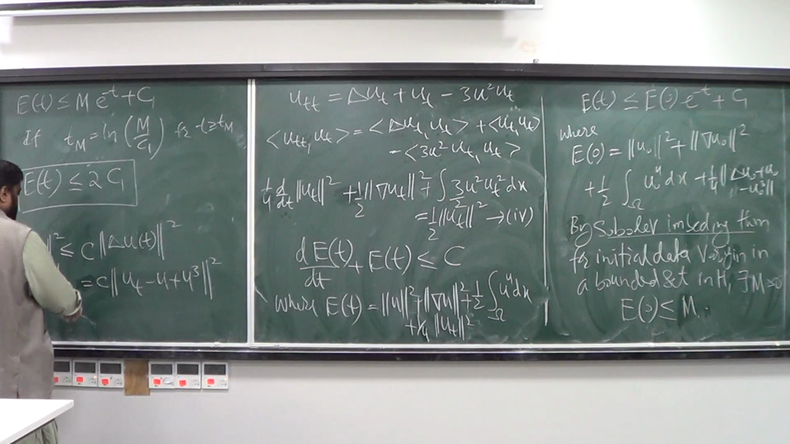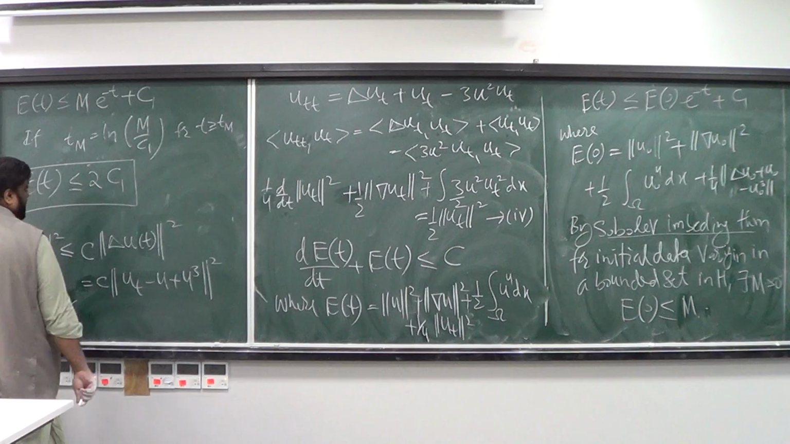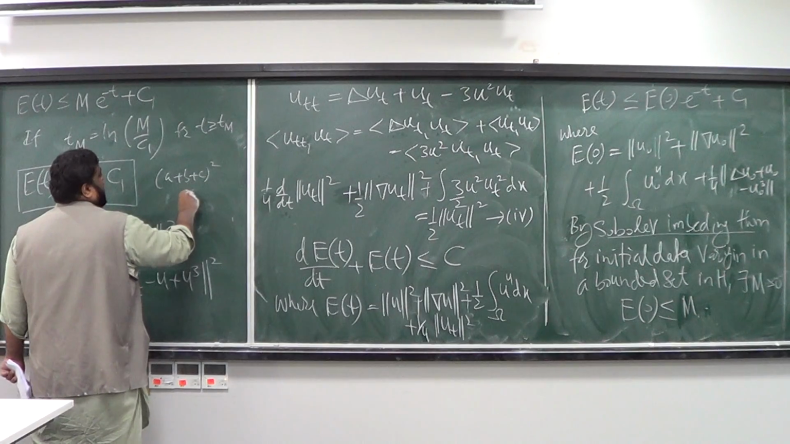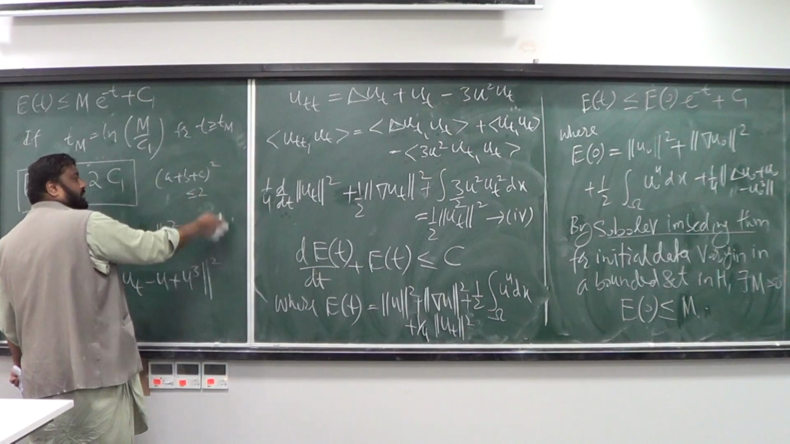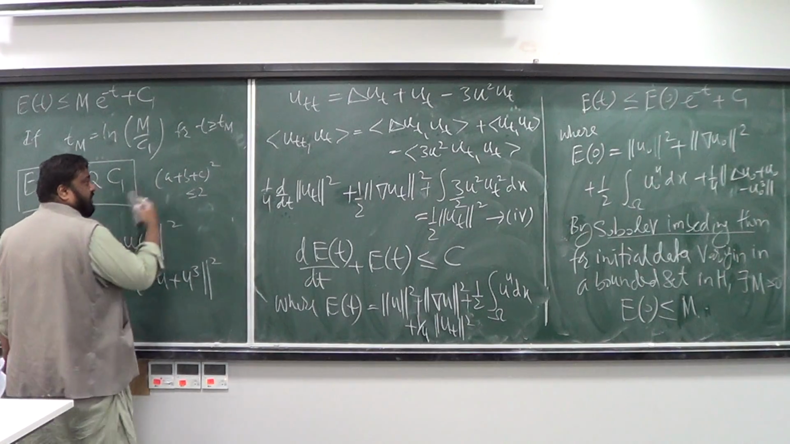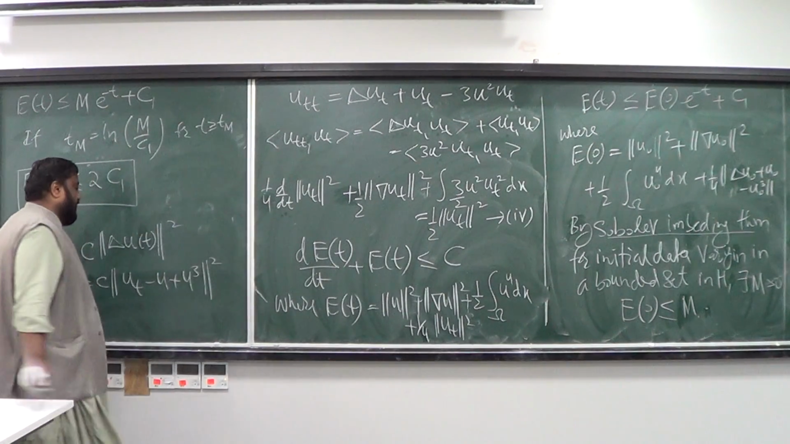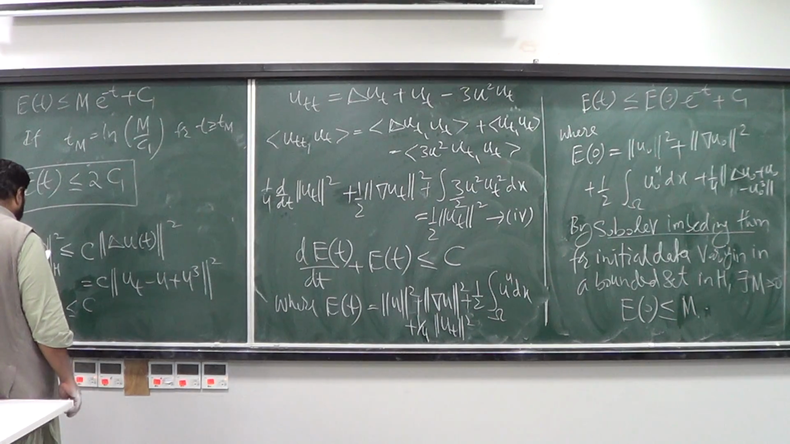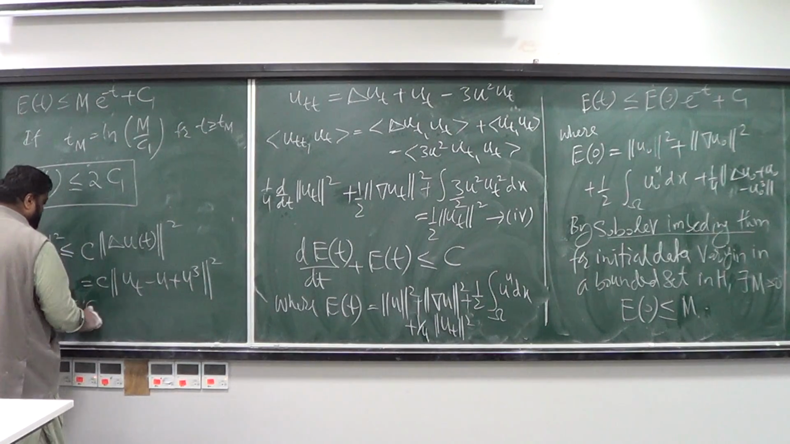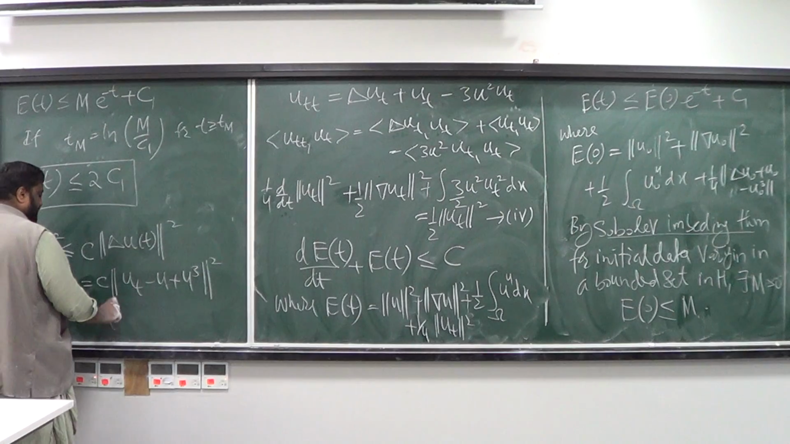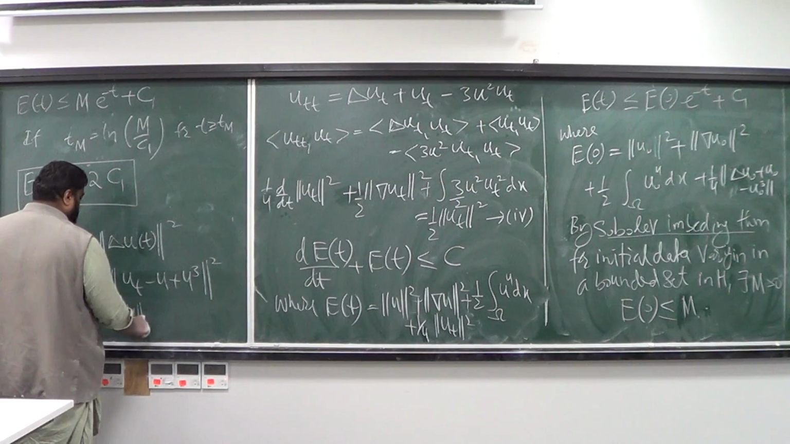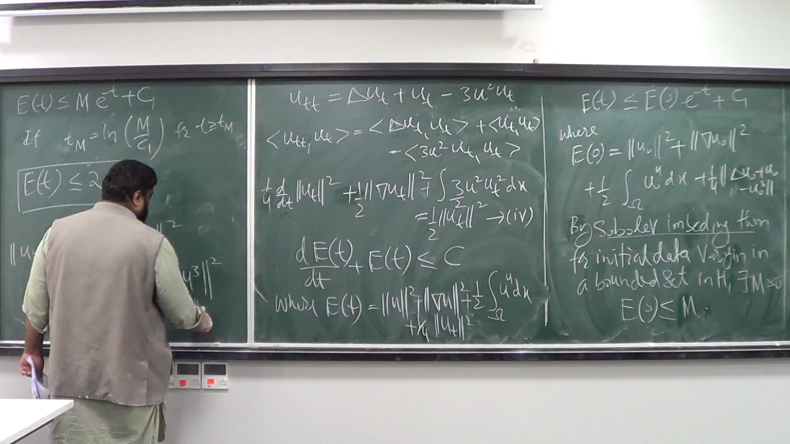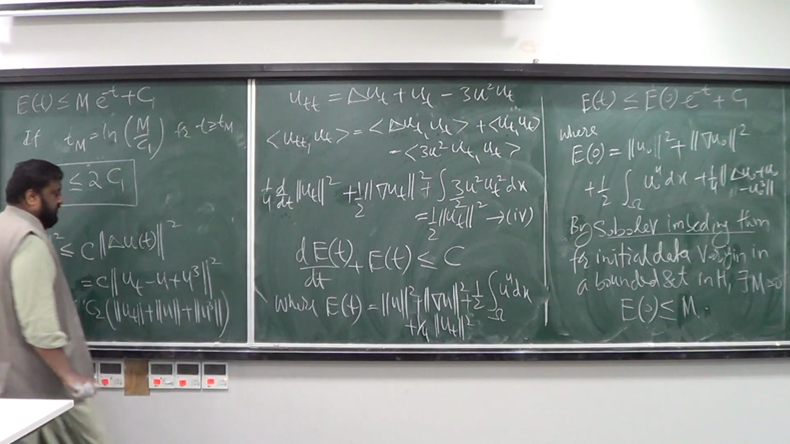Then applying the suitable inequality, the triangle inequality, or the inequality that (A plus B plus C) squared is less than or equal to 3 times (A squared plus B squared plus C squared), I can get a constant, say C2, for which this is less than or equal to the norm of u_t squared plus the norm of u squared plus the norm of u cube, squared.